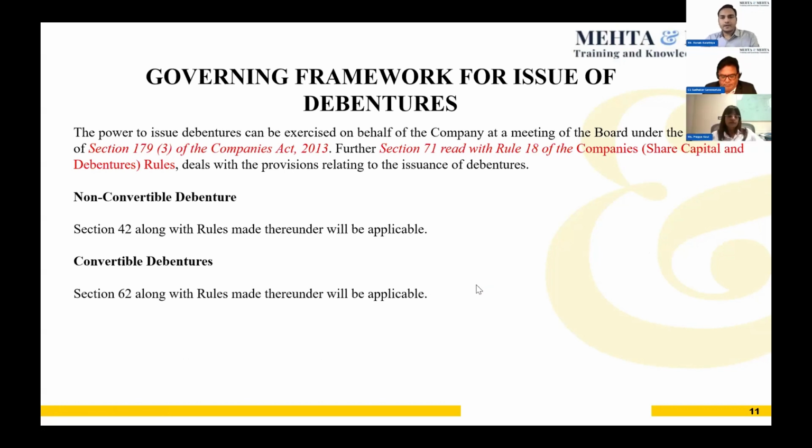Looking at the governing framework for the issue of debentures, the power to issue such debentures can be exercised on behalf of the company by the board of directors pursuant to the provisions of section 179 subsection 3. Further, section 71 read with rule 18 of the Companies (Share Capital and Debentures) Rules deals primarily with the provisions relating to the issue of debentures. Debentures are securities within the meaning of section 2 subsection 81. Hence, all the procedures for issuance of securities as mentioned in section 23 will be applicable, which states the ways available for the issue of securities by the company.